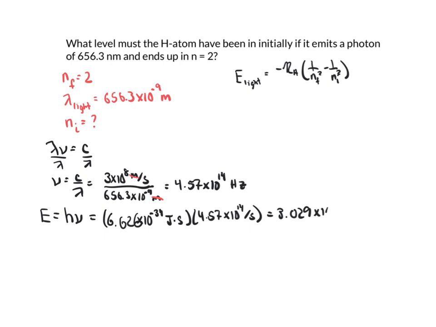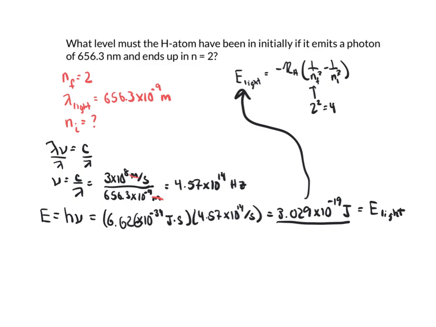3.029 times 10 to the minus 19th joules is the energy of light that has been emitted. So that is the energy of light that's been emitted. And I know that my final n is 2, so that's 2 squared equals 4. And I know my Rydberg constant. So now I just need to solve for n initial.